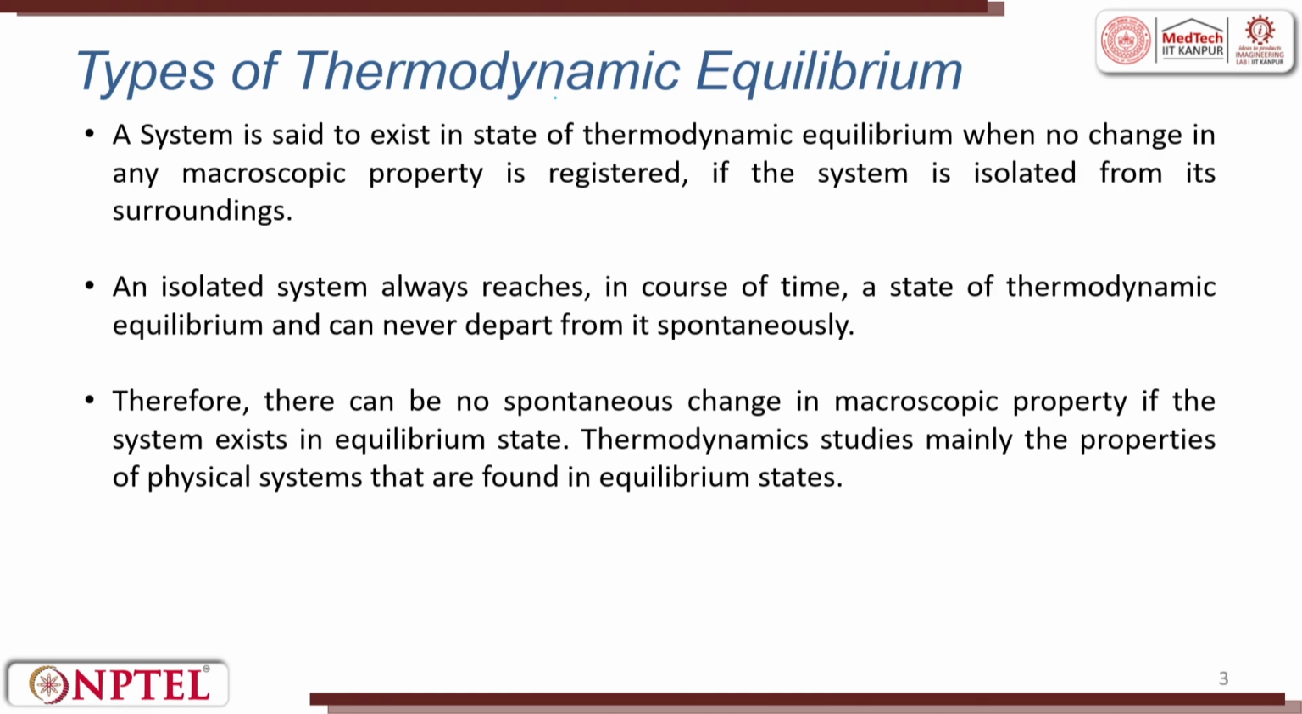Types of thermodynamic equilibrium. A system is said to exist in the state of thermodynamic equilibrium when no change in any macroscopic property is registered if the system is isolated from its surrounding. So, what we are trying to say is, you have a system and it is isolated. Isolation is basically you put thermocol around it, that is it.